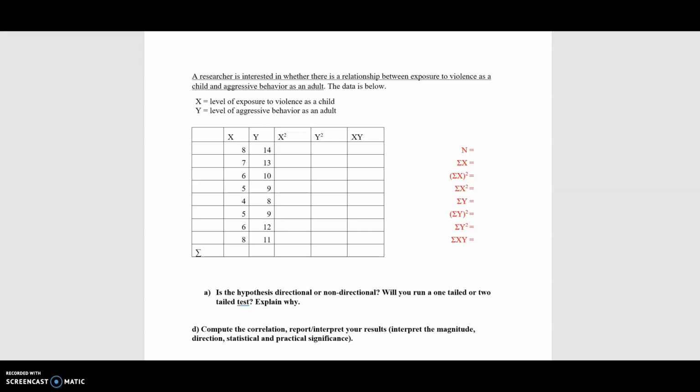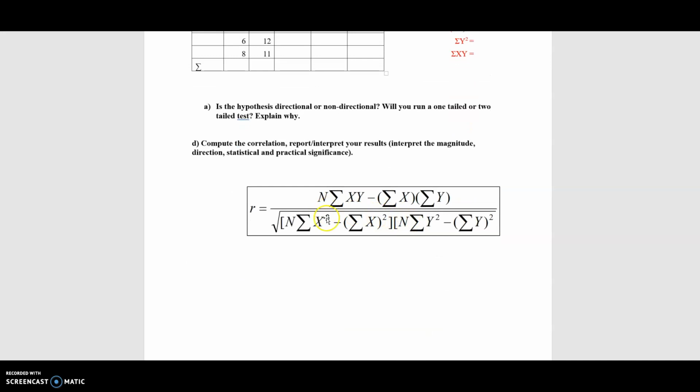The data is listed below. So each row represents a person's set of scores. So the first person, the level of exposure to violence as a child was 8, and the aggressive behavior as an adult for that same person is 14. So again, each row represents one individual. Then there's another person, their level of exposure to violence as a child was 7, and aggressive behavior as an adult was 13.